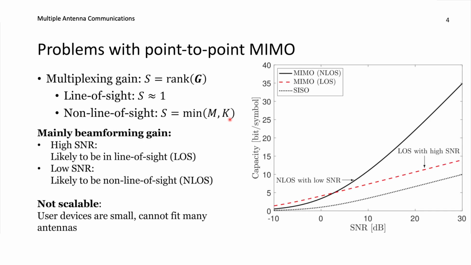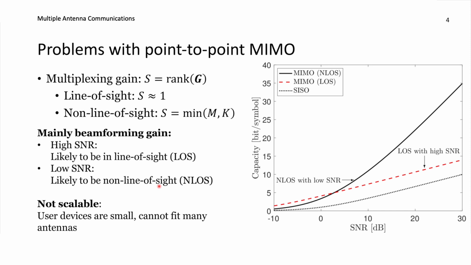But the problem is that in non-line of sight channels, you seldom have a high SNR scenario. So I would say that the main benefit of point-to-point MIMO in practice usually is the beamforming gain. Because when you have a high SNR, so you can benefit from multiplexing gain, then you are likely to be in a line of sight case where the rank is low. And when you have a low SNR, well, then you're likely to have a high rank because you are in non-line of sight scenarios, but then you don't benefit much from a multiplexing gain.